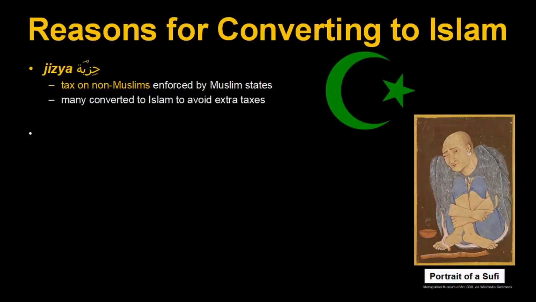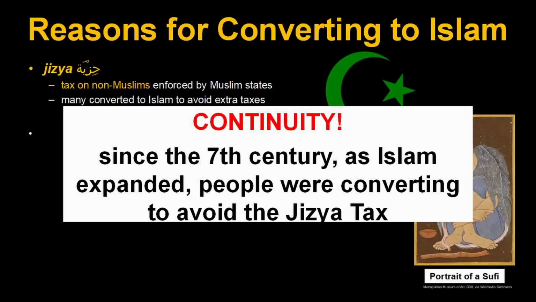Well, there were many reasons for converting to Islam. One very practical reason for converting was the Jizya Tax. Generally speaking, Muslim conquerors of new regions were tolerant of people from other faiths and allowed them to practice their religions openly. However, all non-Muslims were required to pay an extra tax. Not surprisingly, many people converted to Islam just to avoid taxes. And this is a big continuity in the history of the spread of Islam. As far back as when the Prophet Muhammad himself was leading the Islamic Ummah, people were converting to Islam just to avoid paying the Jizya tax.